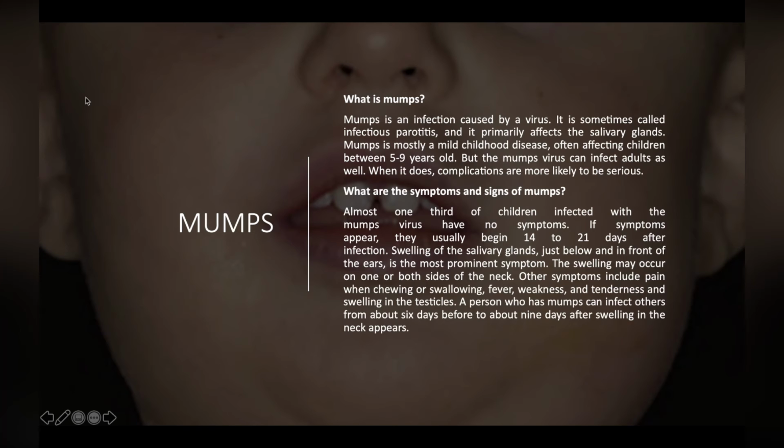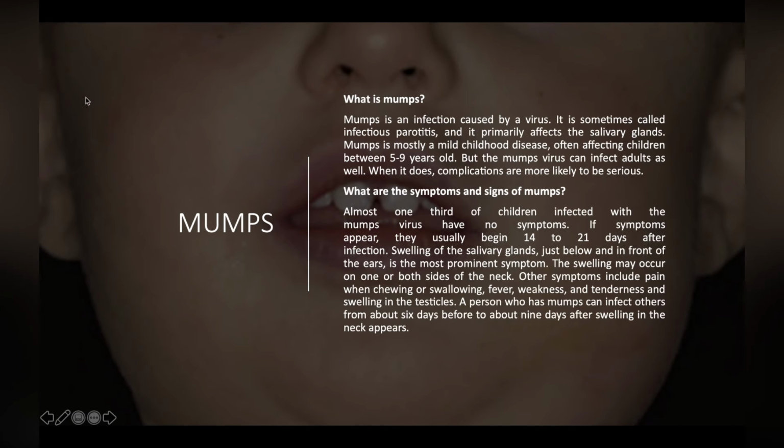Mumps is an infectious disease caused by a virus. It is sometimes called infectious parotitis, and it primarily affects the salivary glands. Mumps is mostly a mild childhood disease, often affecting children between 5 to 9 years old, but the mumps virus can infect adults as well. When it does, complications are more likely to be serious.